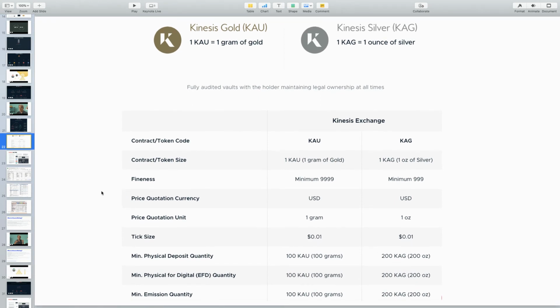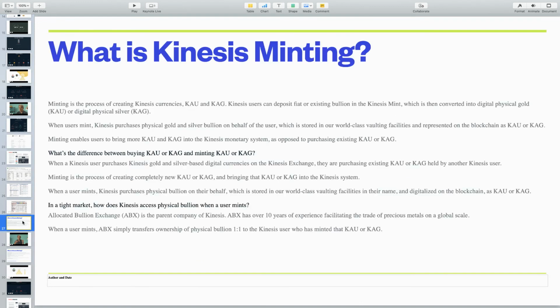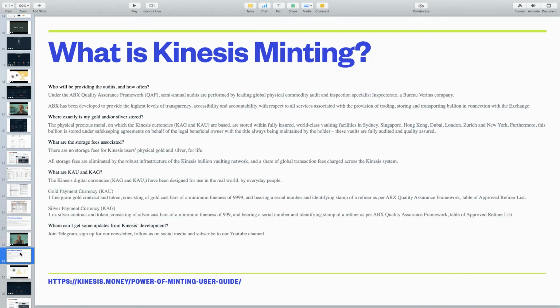Since I intend to do multiple videos on this subject, I'm not going to read all that to you, you can actually pause the audio part of it. This is the frequently asked questions about minting. So once you understand the power, okay, this is the minting guide.